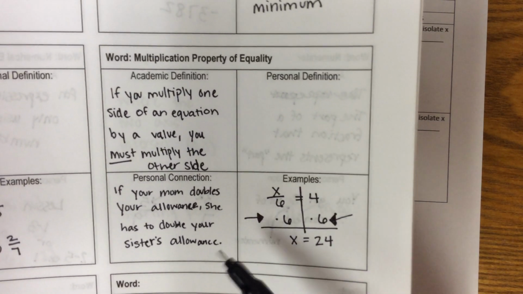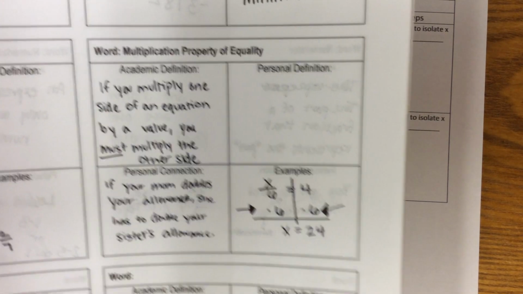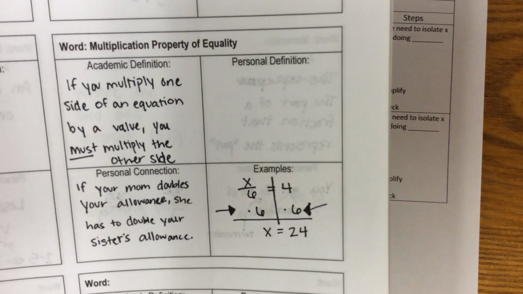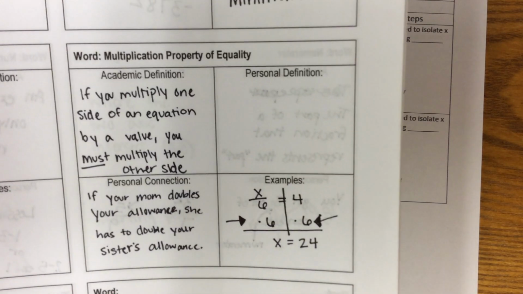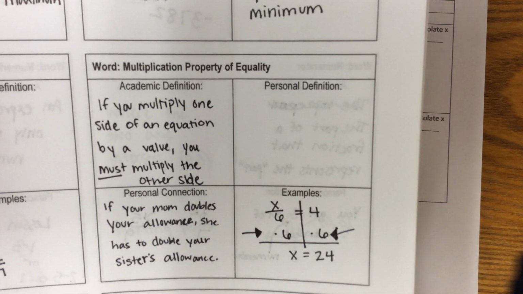Okay? So for example, if your mom doubles, that means to times by 2, your allowance, she has to double your sister's allowance. Because if she doubles yours and your sister finds out, she's going to have a fit. So you kind of have to keep things equal.